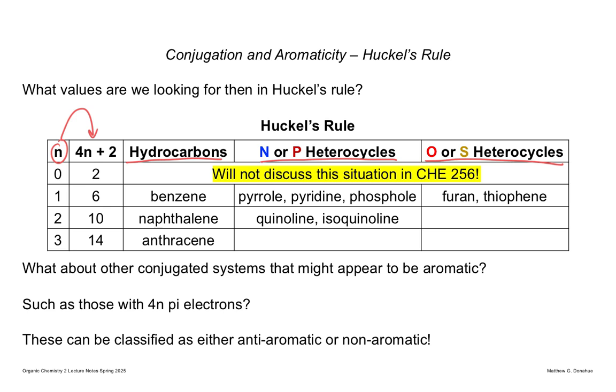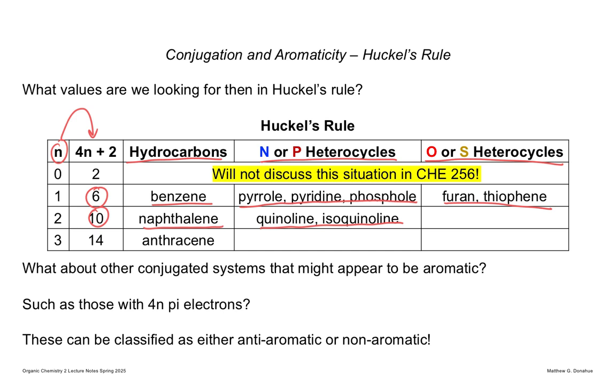When we plug in n equals 1, we get 6 pi electrons, and we saw that benzene meets that requirement. We saw on the prior slide as well with the heterocycles that these will also meet the requirement. When you plug in 2, now you have 4 times 2 plus 2, that's 10. That gets you up to naphthalene. And then with nitrogen, there's these quinolines or isoquinolines.